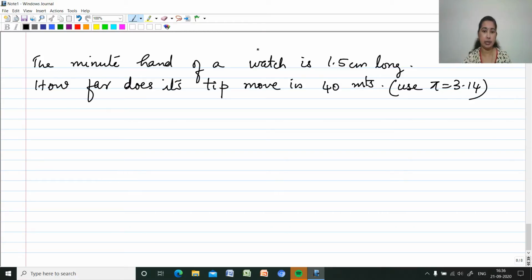So the minute hand of a watch is 1.5 centimeters long. Means that we have to take it as the radius. R is equal to 1.5 centimeters. And our question is, how far does its tip move in 40 minutes? The minute hand of a watch completes 1 revolution in 60 minutes. So in 40 minutes how much? 40 minutes means 40 by 60, that is actually 2 by 3rd of a revolution.